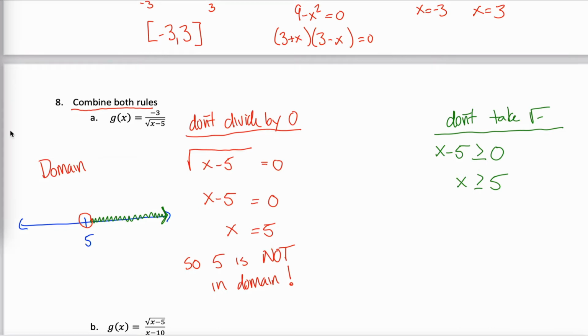How do you write that in interval notation? Well, I want everything greater than 5, so everything from 5 up to infinity. I always put parentheses on infinities, and in this case, I do not want to include 5, so I'm going to put parentheses here instead of brackets.